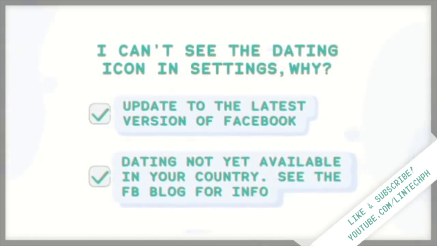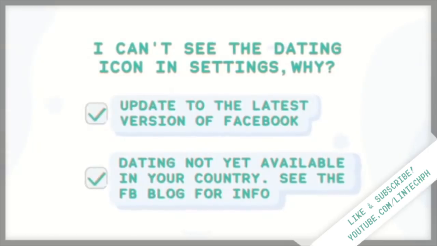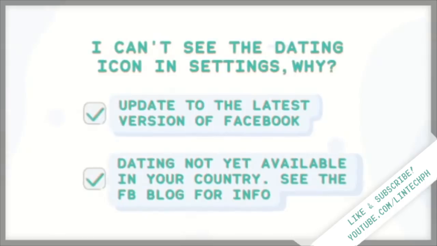Can't see the dating icon in your settings? Maybe you don't have the latest version of Facebook. Make sure to update your Facebook app. And if not, maybe dating is not yet available in your country. So keep checking the Facebook blog for more info.